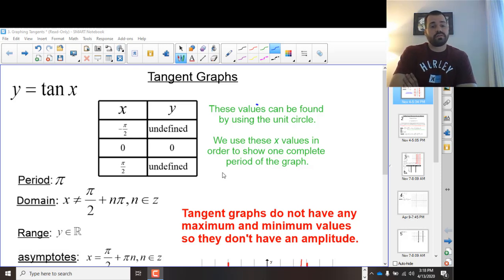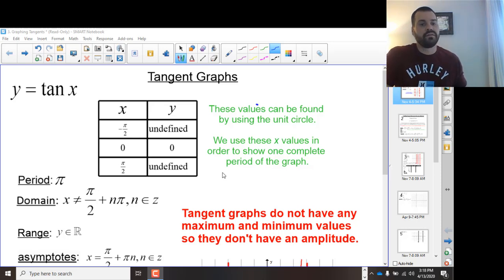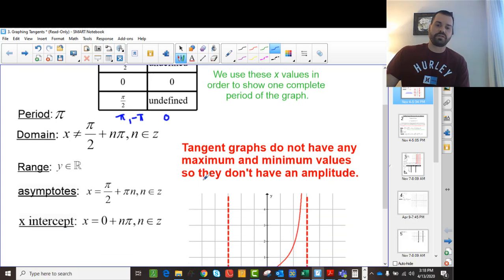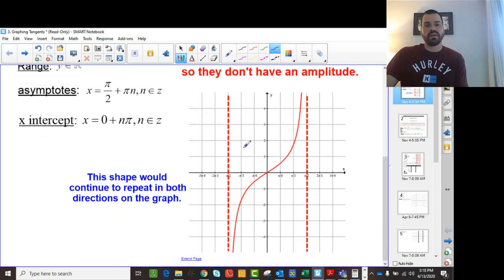Now we know the tangent of 0 is 0, that's fine, and that means the tangent of pi as well is 0. So if you want to add that to your table, we know the tangent of pi or minus pi is also 0. But what you have is a very different shape. So I want to show you the shape first. This is what it looks like.